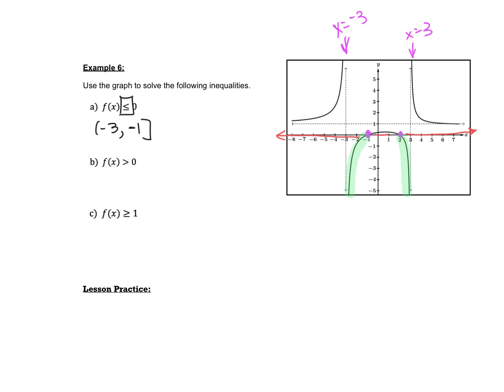And then the next part, I'm below the axis again, starting at 2. And then I stop when I get to that asymptote, which is 3. I can't include it, so I put a parenthesis there.